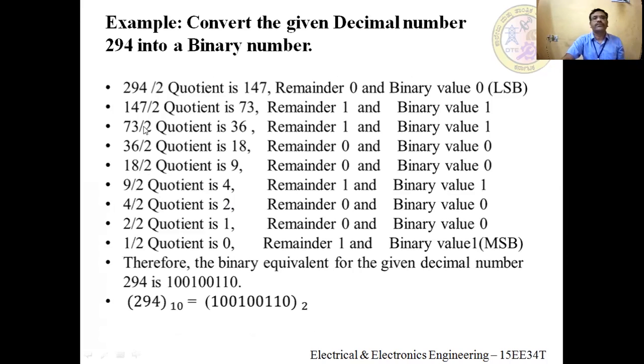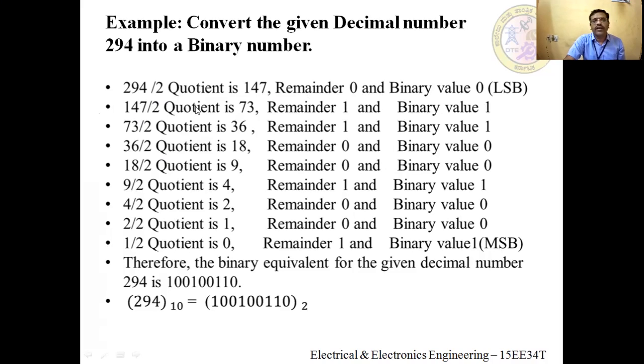So let us take one example. 294 is the given decimal number. That number I am dividing by 2. So if you divide 294 by 2, what quotient will you get? 147. Okay, so 294 divided by 2, quotient is 147. So what is the remainder? Remainder is 0. The same remainder I am taking as the binary value. The first remainder is the LSB of the required binary number.